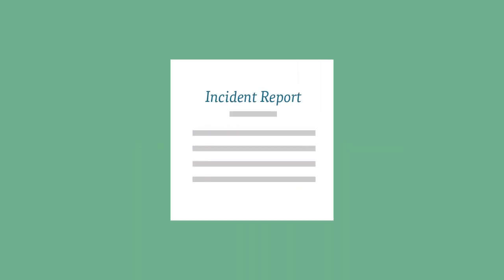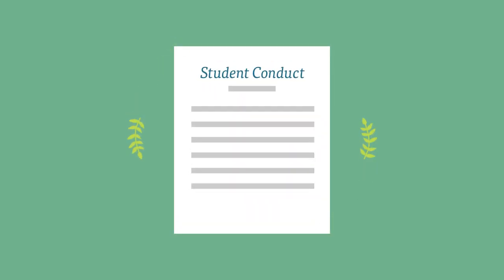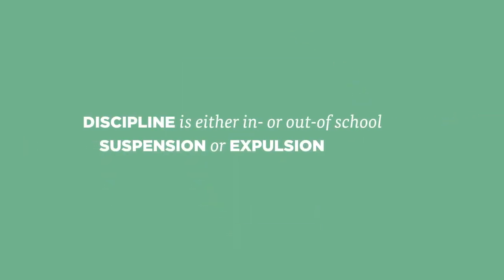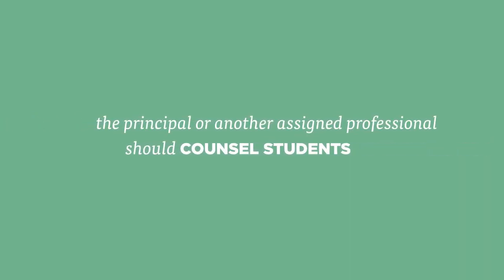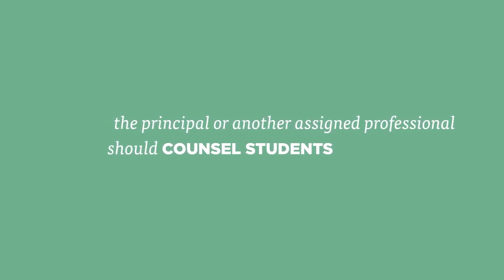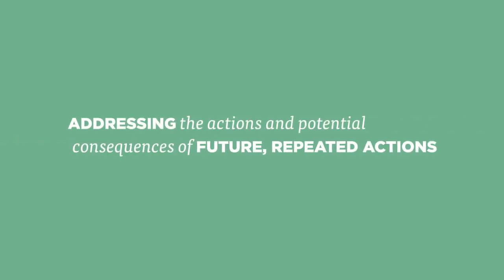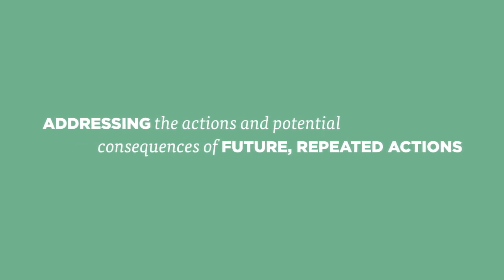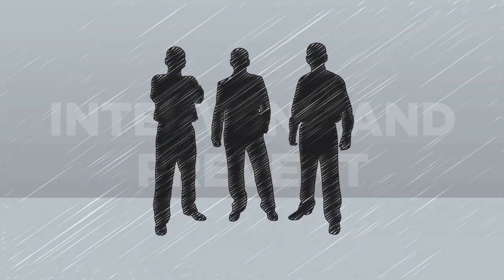Administrators must take action on confirmed incidents and follow the district's Student Code of Conduct for consequences of violations. Discipline is either in or out of school suspension or expulsion. If the action does not result in discipline, then the principal or another assigned professional should counsel students. This includes addressing the actions and potential consequences of future repeated actions. Intervene and prevent. The 21st century school bully does not only rely simply on fists and a cruel tongue. The internet is now a part of the bully's arsenal. This makes bullying possible anywhere, anytime.